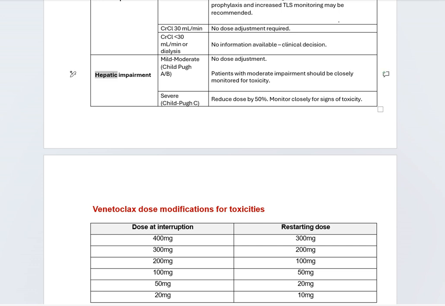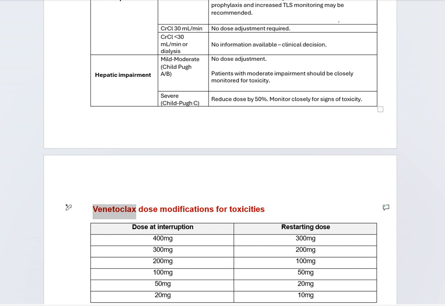Hepatic impairment. Mild or moderate, Child-Pugh A or B. No dose adjustment. Patients with moderate impairment should be closely monitored for toxicity. Severe, Child-Pugh C. Reduce dose by 50%. Monitor closely for signs of toxicity.